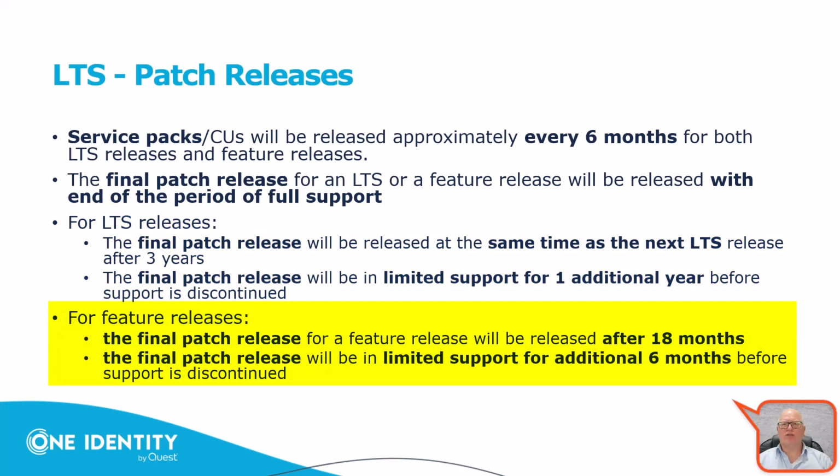If you follow the feature release path, then you will get a final patch for the previous version 18 months after the current version was released. And if you insert that specific package, that version will at the end go out of support 6 months after that last package was inserted.